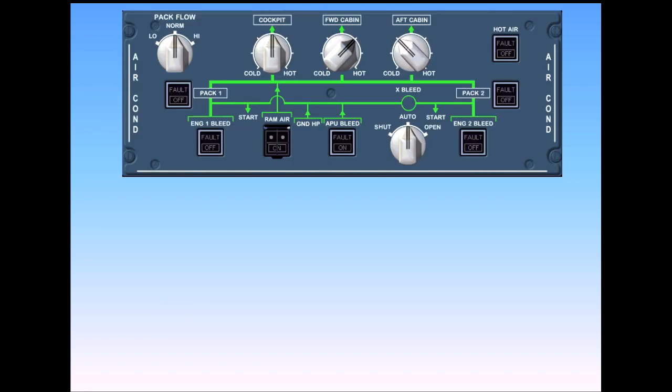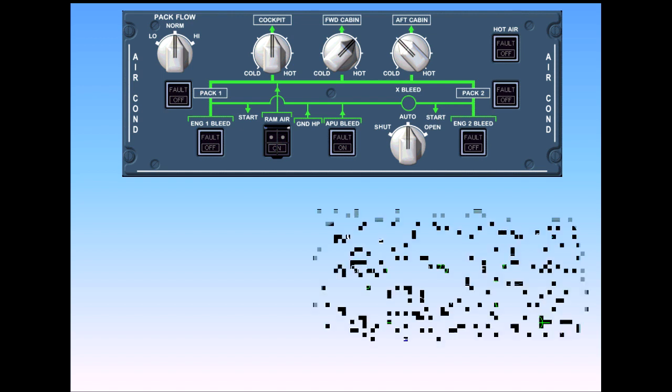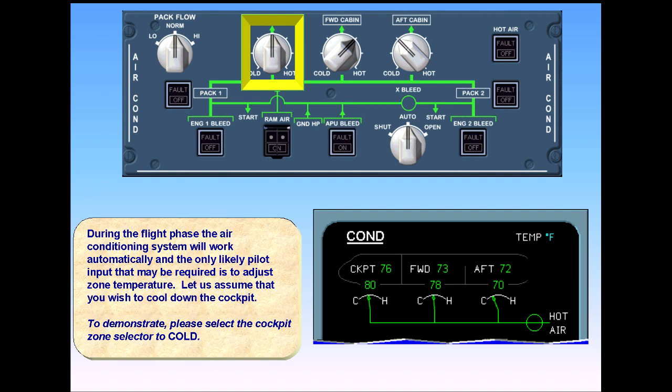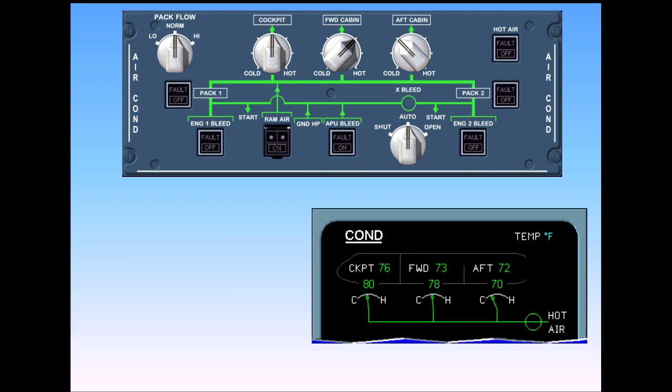During the flight phase, the air conditioning system will work automatically, and the only likely pilot input that may be required is to adjust zone temperature. Let us assume that you wish to cool down the cockpit. To demonstrate, please select the cockpit zone selector to cold. Because you have requested a cooler temperature, the trim air valve moves toward closed. Cool air from the pack itself will supply the cockpit zone.